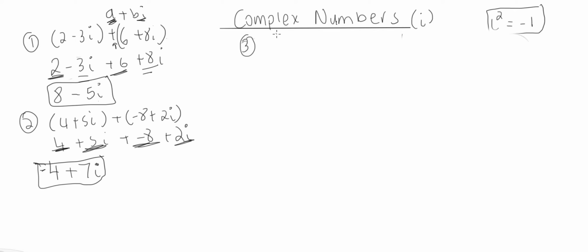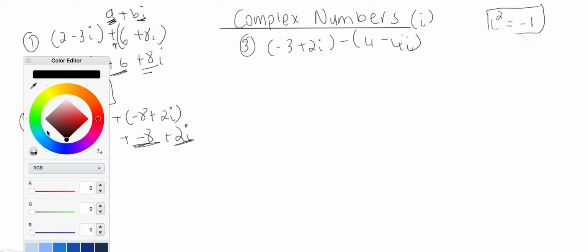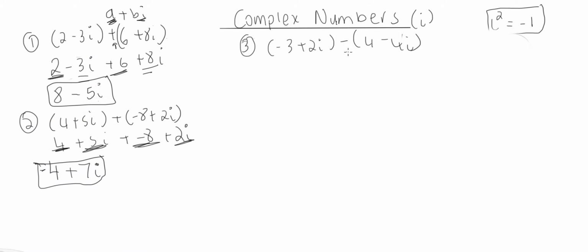So let's say I have negative 3 plus 2i minus 4 minus 4i. So I want this subtraction here to become addition. Uh-oh, thought I changed the color.